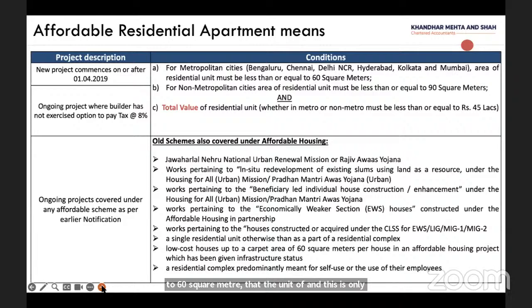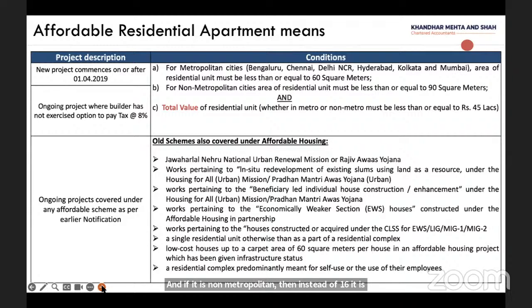So for getting covered under the definition of affordable residential unit, the first condition to be fulfilled is that it must be less than or equal to 60 square meter RERA carpet area. And if it is non-metropolitan, then instead of 60, it is 90. So this area condition is condition number one.